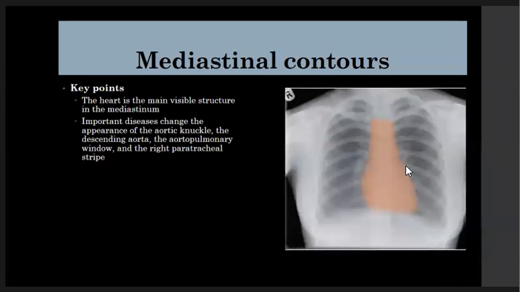The heart is the main visible structure in the mediastinum. Some of the mediastinal structures are not visible on the chest X-ray, like esophagus, great vessels, thymus in adult, and other structures. And assessing the mediastinal contours on the chest X-ray helps in identifying some of the important diseases, like abnormal contour in the aortic knuckle or descending aorta, or abnormal aortopulmonary window or right paratracheal stripe.